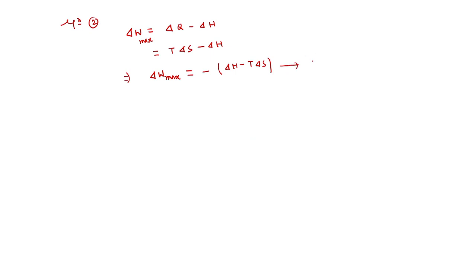So, now let us write equation 2, which can be modified. What was equation 2? It was delta W is equal to delta Q minus delta H. Now, if you use the earlier expression, delta Q is T into delta S. So we can further modify this, and this should be your delta W max. Again you can rearrange it to delta H minus T delta S. So this may be equation number 4.